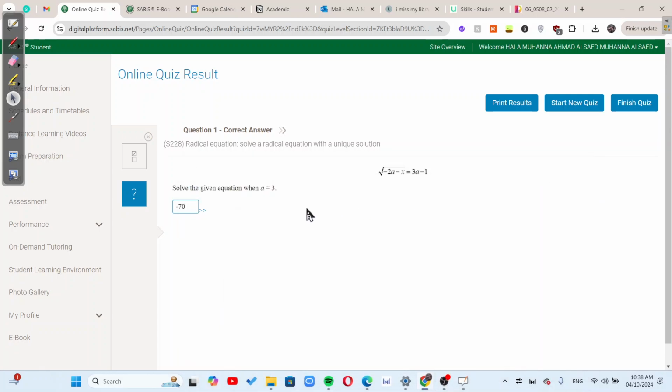Hi everyone. So today we're going to be solving the week 7 math AMS quiz. It's actually really similar to last week's quiz, so it shouldn't really be that hard.